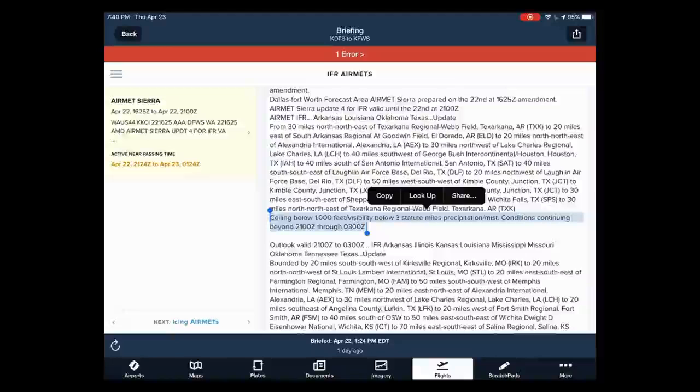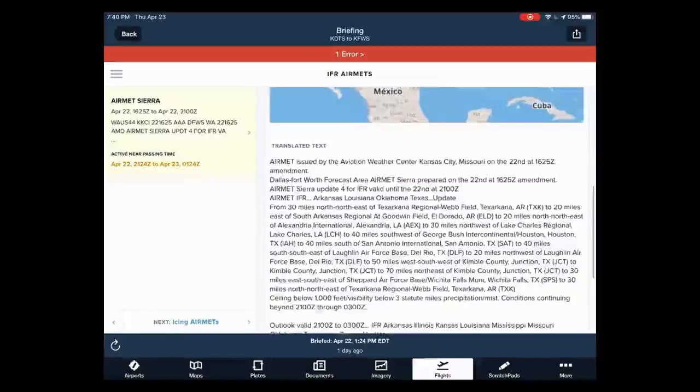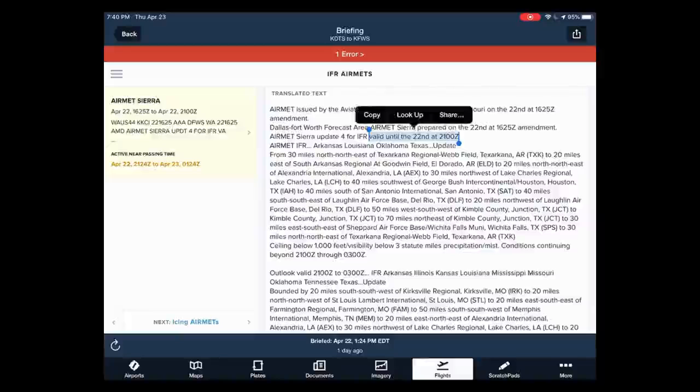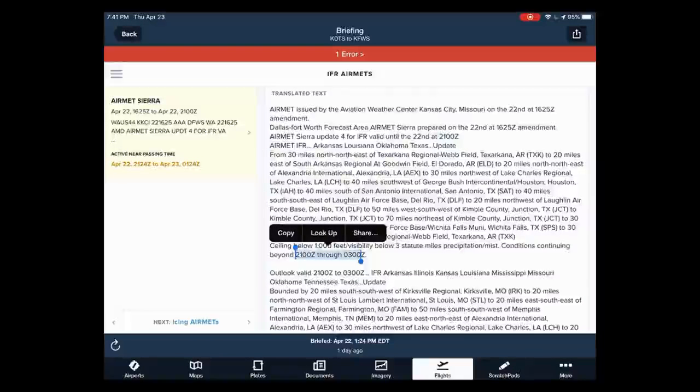Now, these come out every 6 hours. And so we can see that once again, this specific AIRMET Sierra, good grief, is valid until the 22nd at 2100 Zulu. What this is telling us is not only do we expect the conditions to continue through the end of this period, but in fact, it's going to continue beyond it for an additional 6 hours.